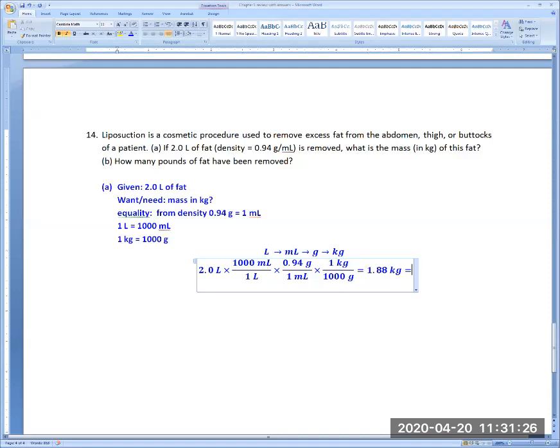And 2.0, that's also 2 sig figs. So we need to keep 2 sig figs at the end. So we will keep the 1.8, that's 2 sig figs. What comes after the 8 is another 8. So you need to round up. So the 8 here will become a 9, and then kilogram. And that's 2 sig figs.